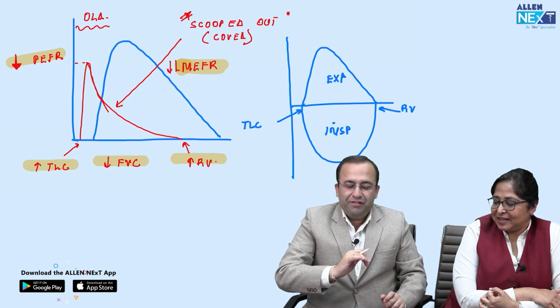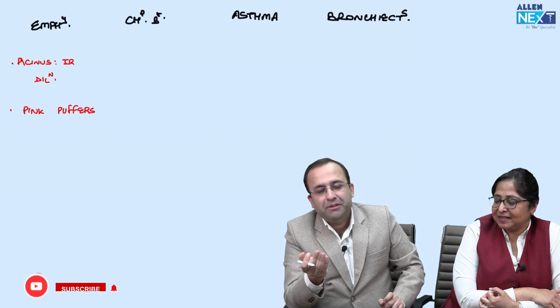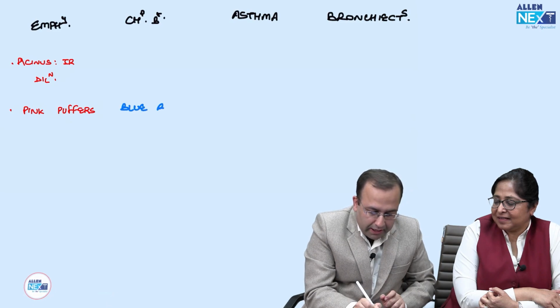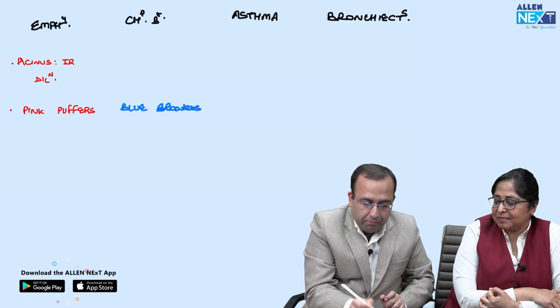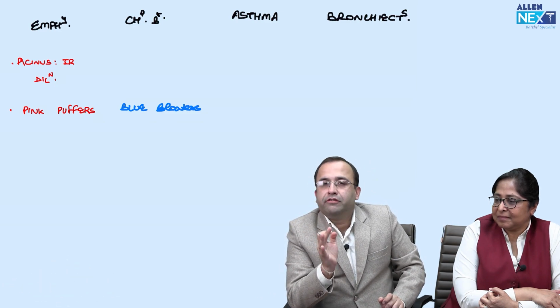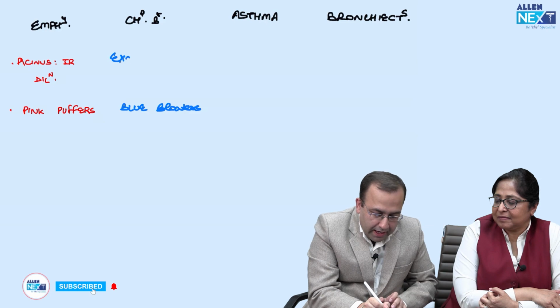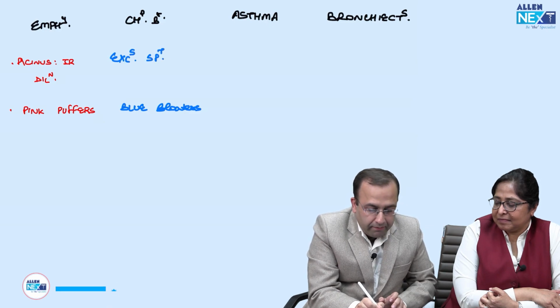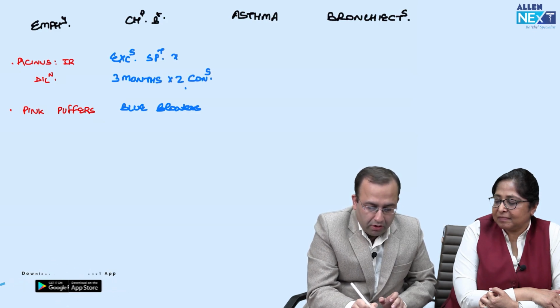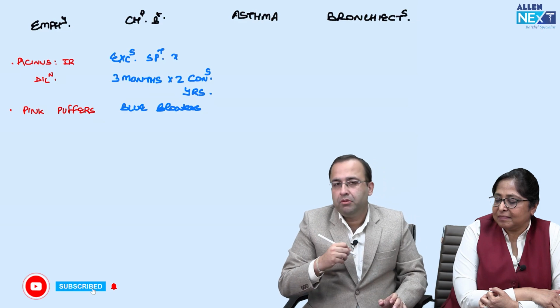Next, versus chronic bronchitis. B for bronchitis, B for blue bloaters. Chronic bronchitis is called blue bloaters. The first thing that comes to our mind when we talk of chronic bronchitis is excessive sputum production for 3 months for 2 consecutive years. That is chronic bronchitis.